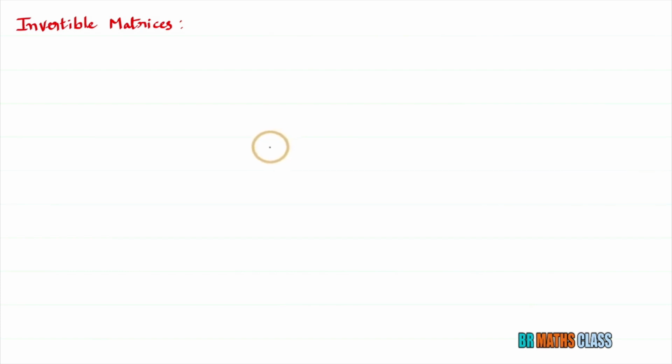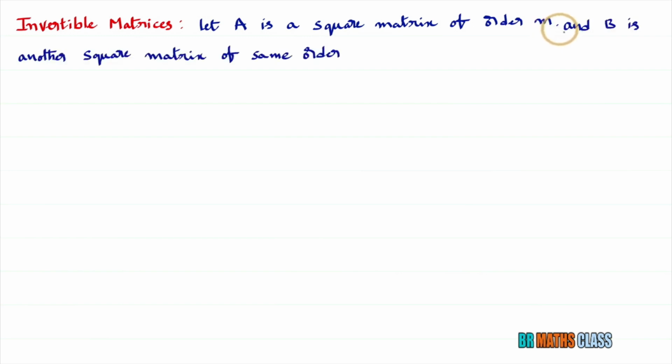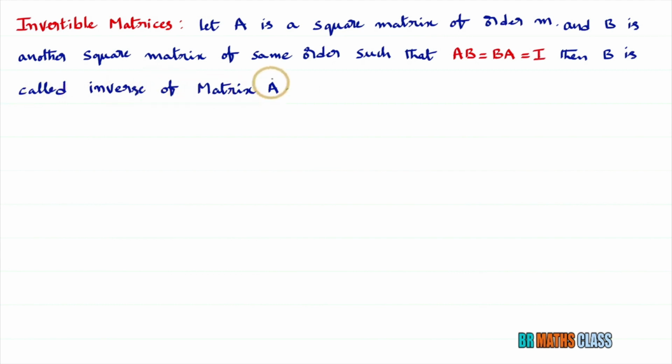In this class, we will learn the definition of an invertible matrix and the proof of (AB) inverse equal to B inverse into A inverse. First, we will learn the definition of invertible matrices. Let A be a square matrix of order m and B be another square matrix of the same order, that means B is also a square matrix of order m by m, such that AB equals BA equals I. This is important. Then B is called the inverse of matrix A.